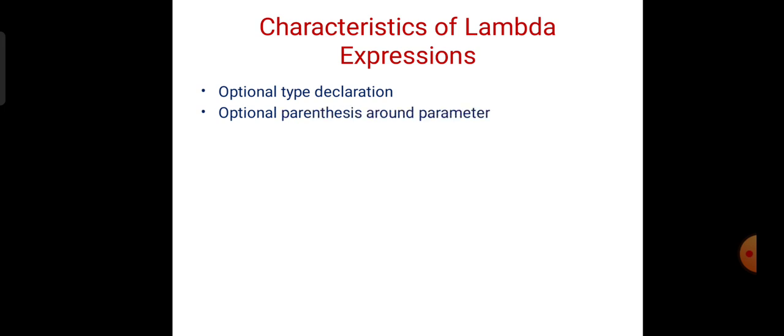Then the characteristics of the lambda expression. The first characteristic is optional type declaration. The second one is optional parentheses around parameters. The third one is optional curly braces. Then the fourth one is the optional return keyword. These are the characteristics of the lambda expression.